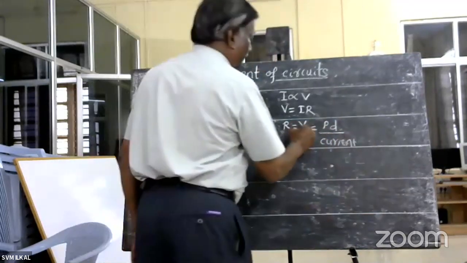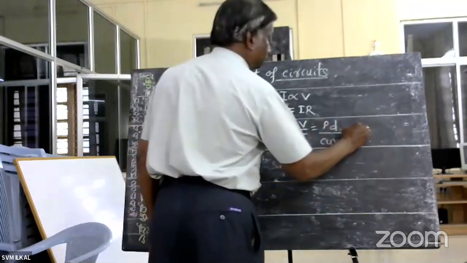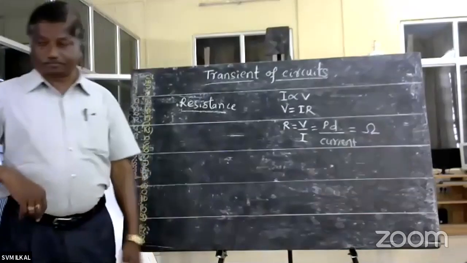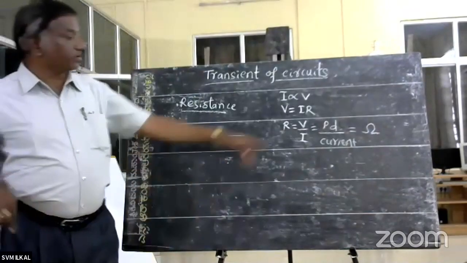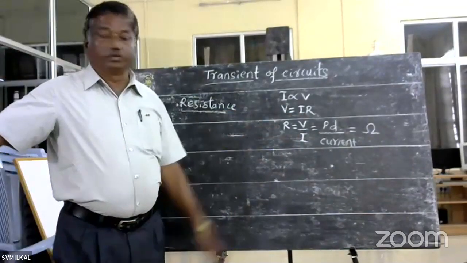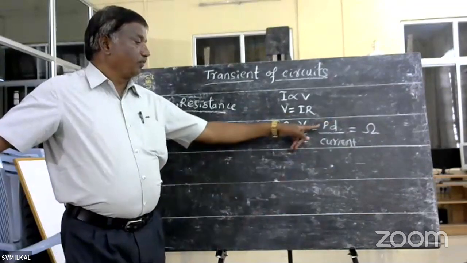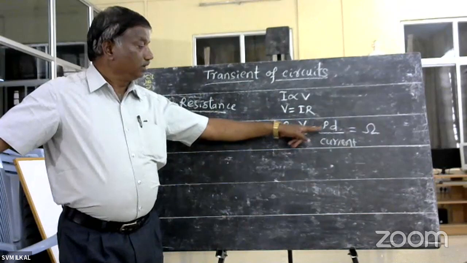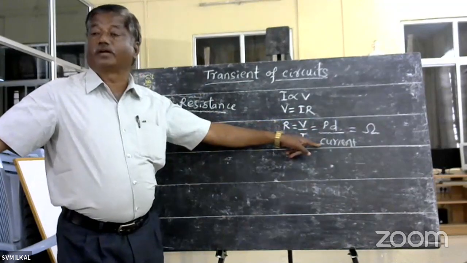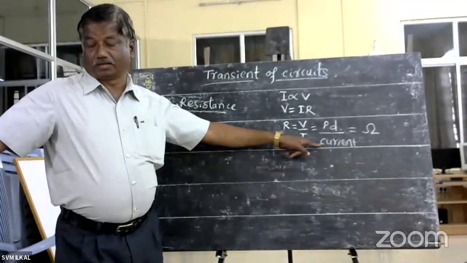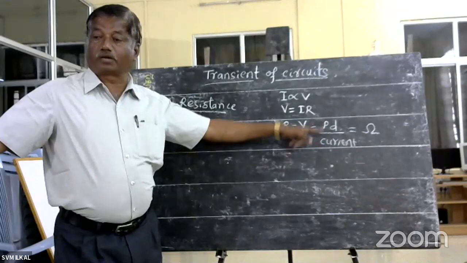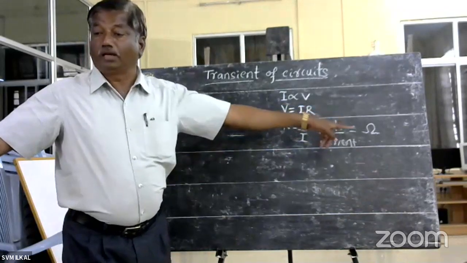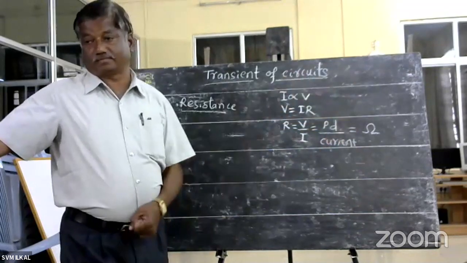The SI unit of resistance is the ohm. How do you define 1 ohm of resistance? If 1 volt of potential difference is maintained across the conductor to set a current of 1 ampere, that is, if 1 ampere of current flows for a potential difference of 1 volt, then the resistance of the conductor is said to be 1 ohm.